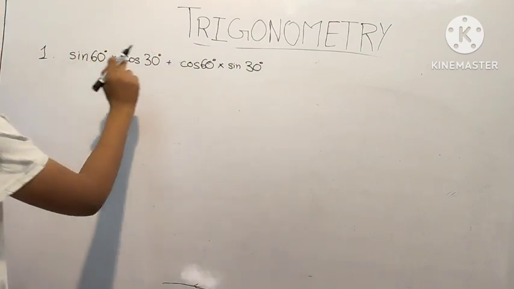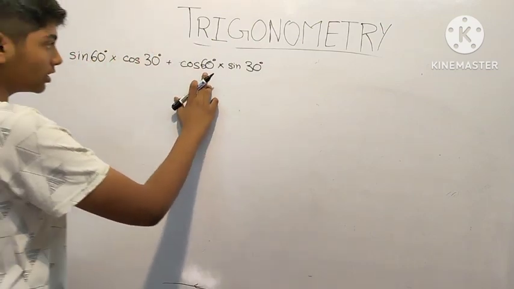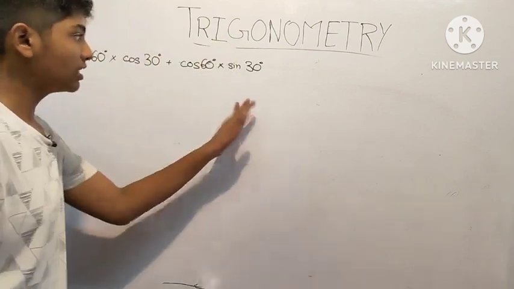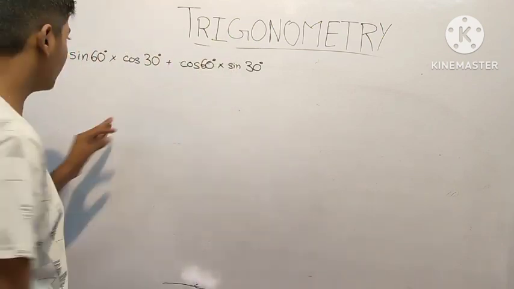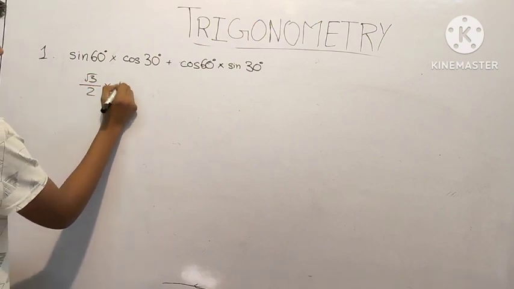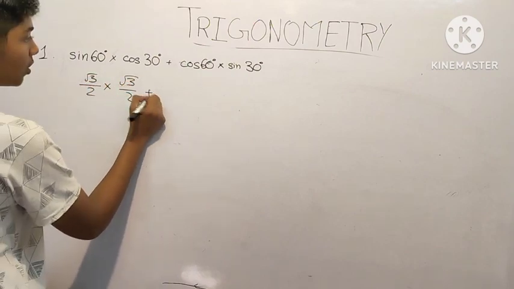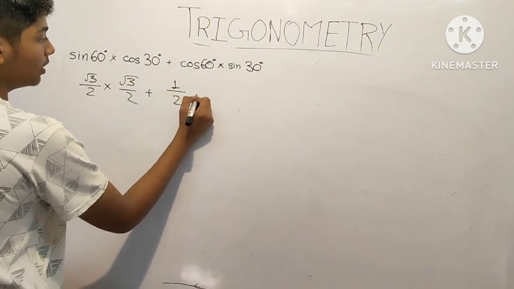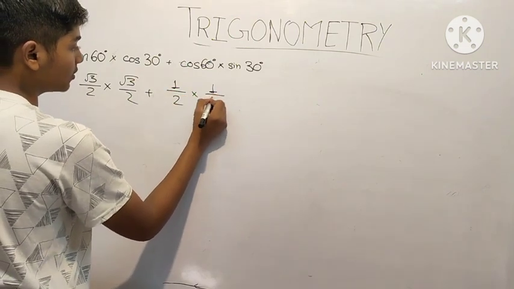So we have sine 60 degree multiplied by cos 30 degree, and cos 60 degree multiplied by sine 30 degree. Simply we'll just put the values. This is a very simple and basic question. Sine 60 degree is root 3 by 2, cos 30 degree is also root 3 by 2, cos 60 degree is 1 by 2, and sine 30 degree is also 1 by 2.